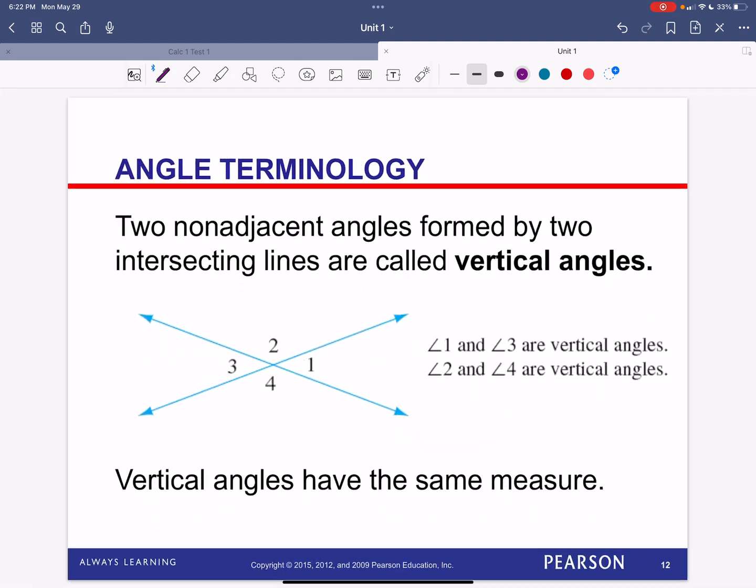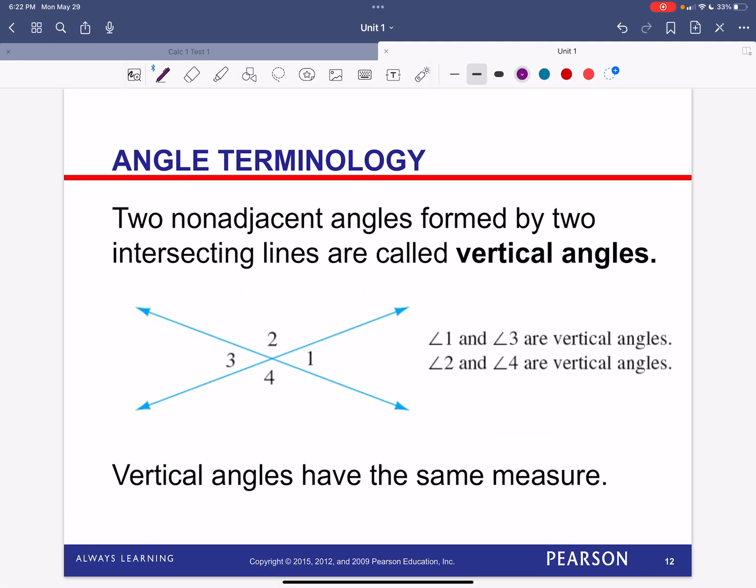Now we're going to talk about vertical angles, and vertical angles are congruent. Angle 1 and angle 3 are vertical angles, and they're going to have the same measurement. They are congruent. And then I have angle 2 and angle 4, and they are going to have the same measurement, and they are also congruent. So if we are given the measurement of one of those angles, and that's just two intersecting lines, we are able to determine the other three.